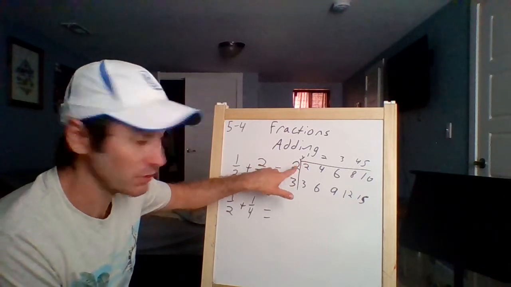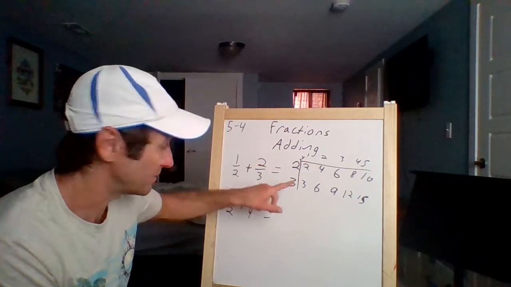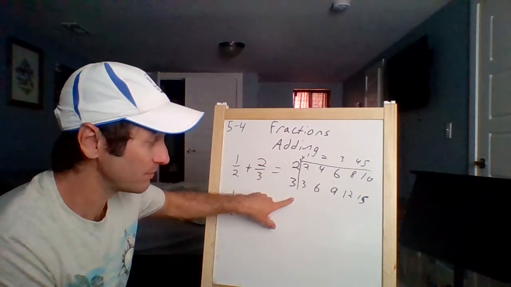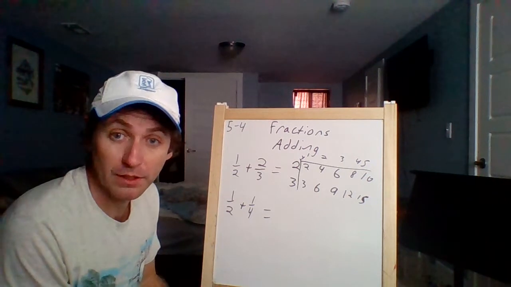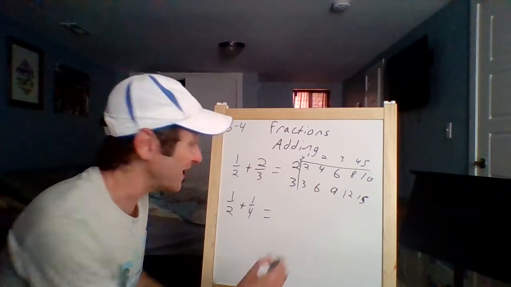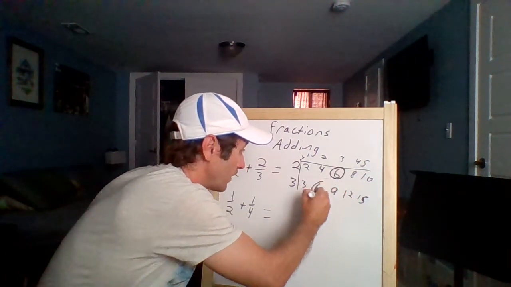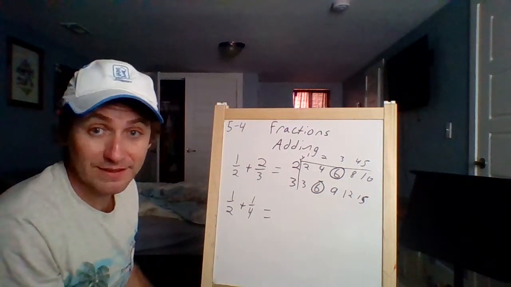2 times 1 is 2. 2 times 2 is 4. 2 times 3 is 6. 3 times 1 is 3. 3 times 2 is 6. 3 times 3 is 9. Where do I see my common number? Right, with the 6. Right there and right there.